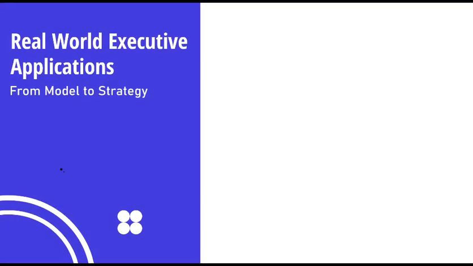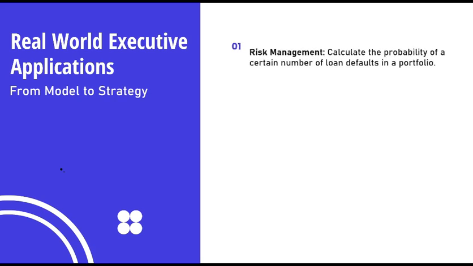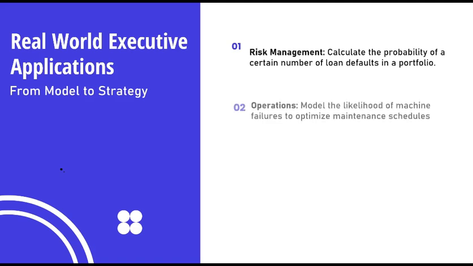Now here we have some real world examples where we can apply the binomial distribution successfully, and all these examples we have taken from business scenarios. Risk management: calculate the probability of a certain number of loan defaults in a particular portfolio. So you are giving loans to 10 people. What is the probability that there will be one defaulter, two defaulters, three defaulters, at least two defaulters, more than two defaulters, exactly 8 defaulters, and so on and so forth? All these chances can be computed, and this is risk management.